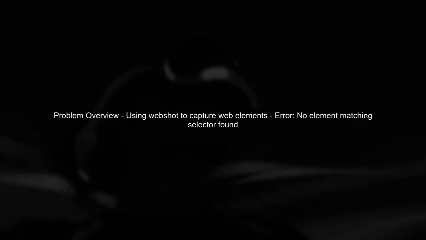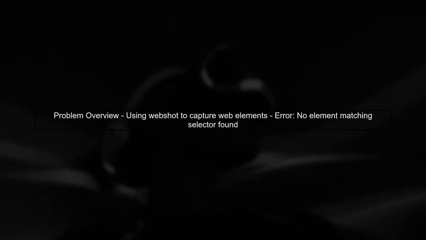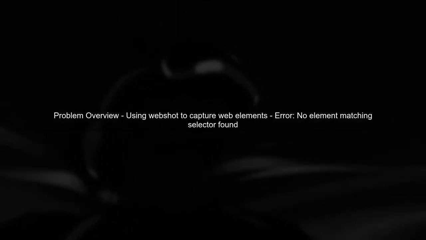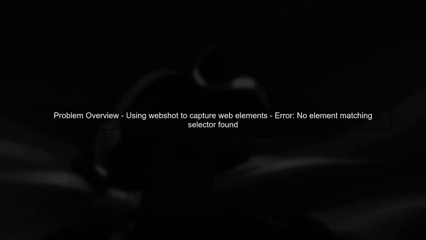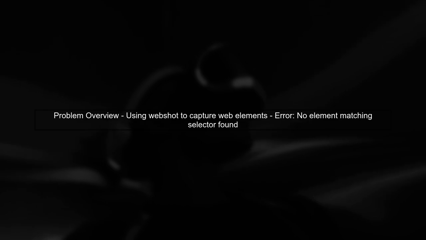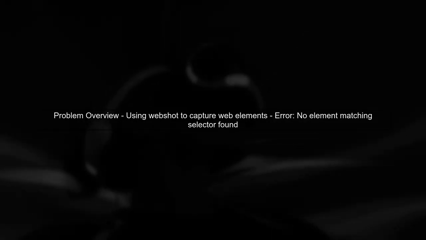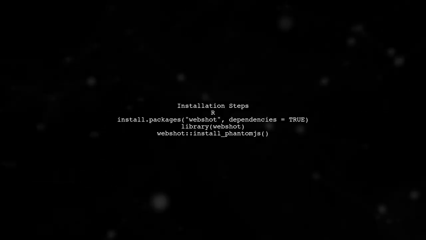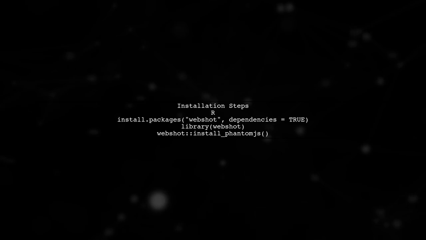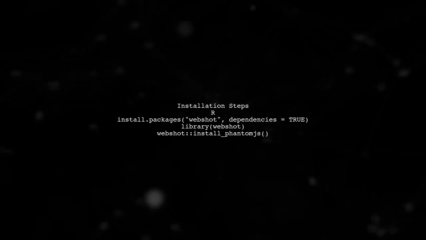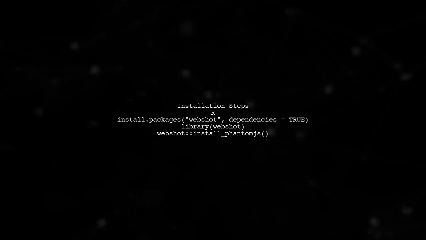Let's begin by understanding the issue you're facing with the Webshot function in R. You want to capture a specific element from the Google search page, but you're encountering an error. First, ensure that you have installed the Webshot package and Phantom.js correctly. You can do this by running the following commands in your R console.